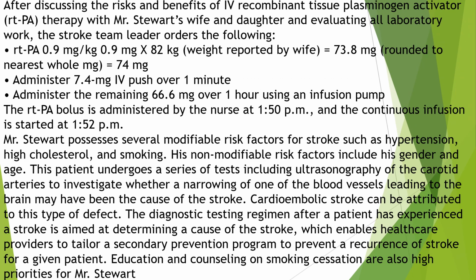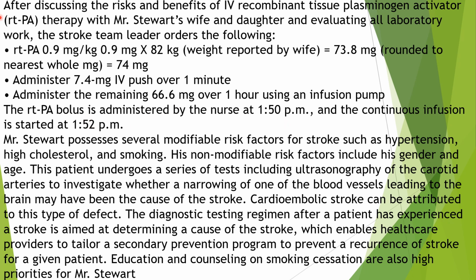After discussing the risk and benefit of IV recombinant tissue plasminogen activator therapy with Mr. Stewart's relatives and evaluating all laboratory work, the stroke team has come with the following conclusions. The rtPA total amount to be given is 74 mg, and in that we need to administer 7.4 mg IV push over 1 minute and the remaining 66.6 mg over 1 hour using an infusion pump. And this rtPA bolus is administered by nurses at 1:50 p.m. and continuous infusion starts at 1:52 p.m.